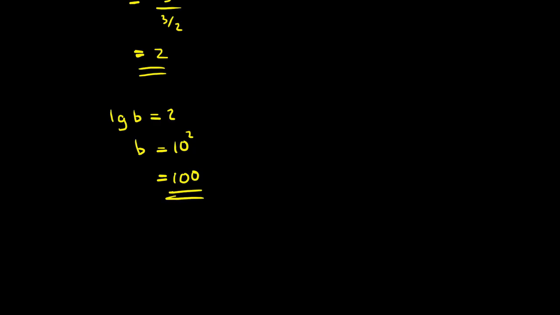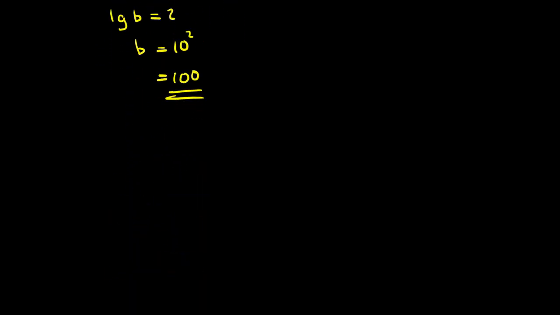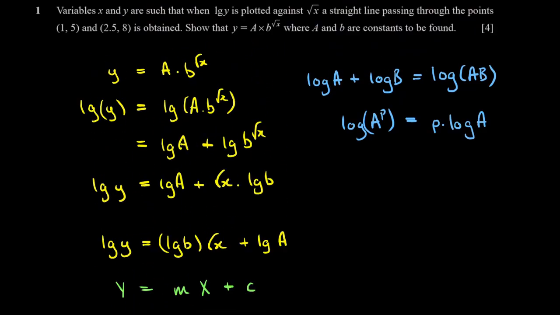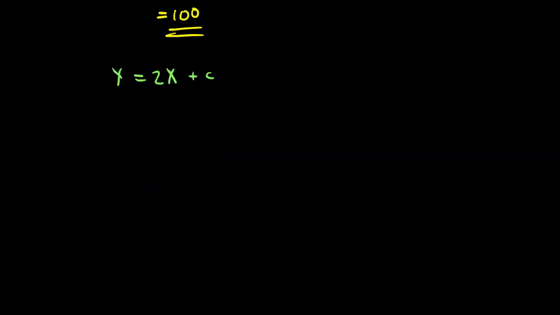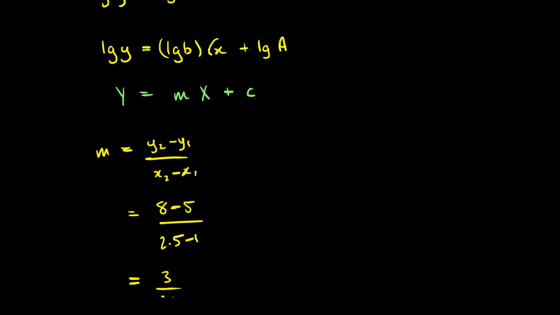Okay, so we can now rewrite our equation, y equals mx plus c. We can say this is now y is equal to 2x plus c. Then we can substitute one of the points into this equation to find out what c is. Let's take the point 1, 5. When y is equal to 5, x is equal to 1. So 5 is equal to 2 times 1 plus c. And that means that c is equal to 3. And of course, what we said earlier is that our c is the same thing as log a. So log a is equal to c.